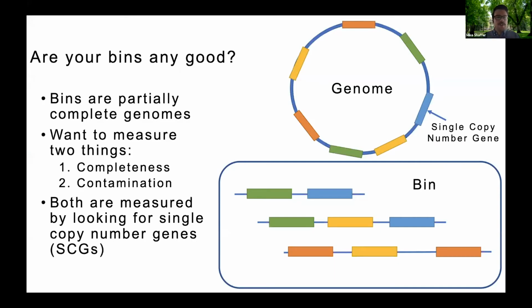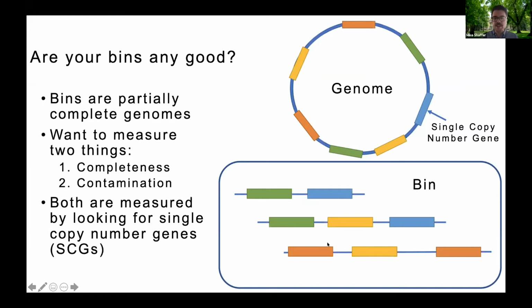So we know that bins are partially complete genomes. You can see our circular genome up here on the right again, with all these different colors on it. But with this blue bar, there's only one of those. So that's a single copy number gene. And for example, we could have this bin. Say this is the bin that we're actually able to make by assembling our reads into contigs and then binning our contigs into a bin or MAG.